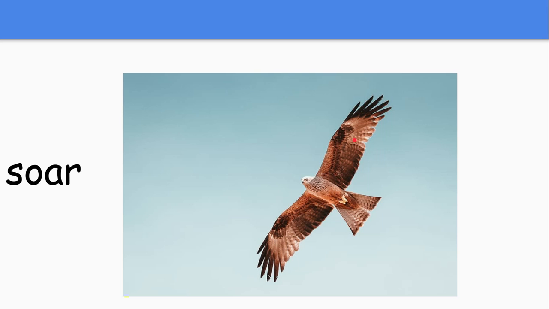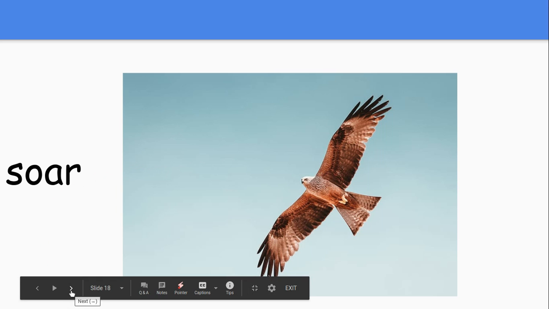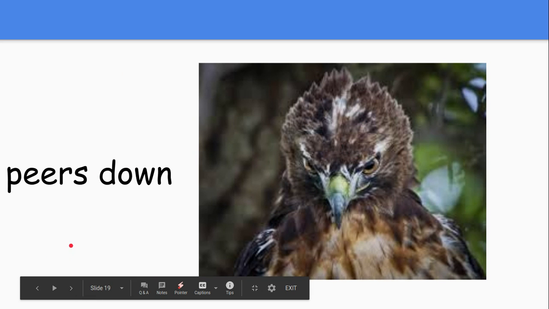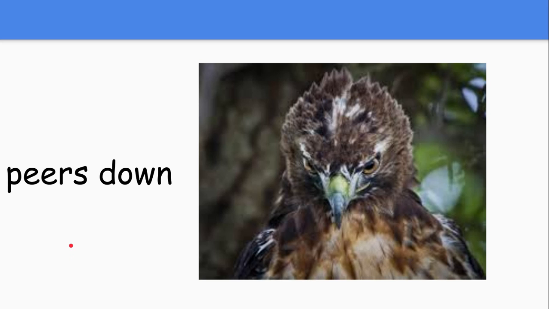He's not flapping his wings. He's just kind of gliding in the air, and he's looking down for a mouse or another maybe small bird or maybe a little snake or something. He's looking for food. Okay, so he soars through the air. All right, and then here's another one: peers down.